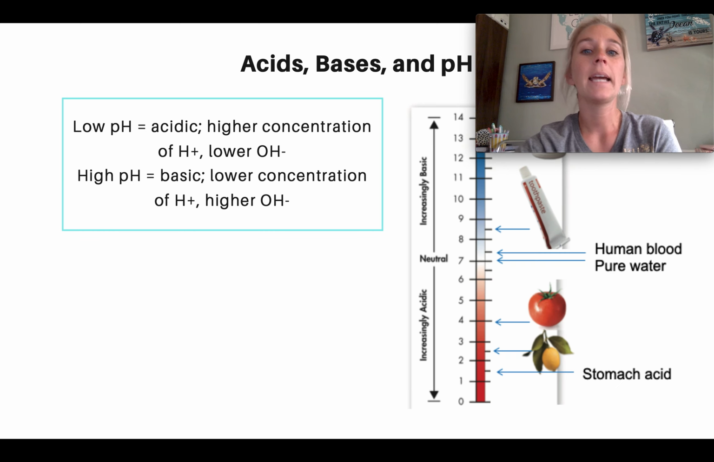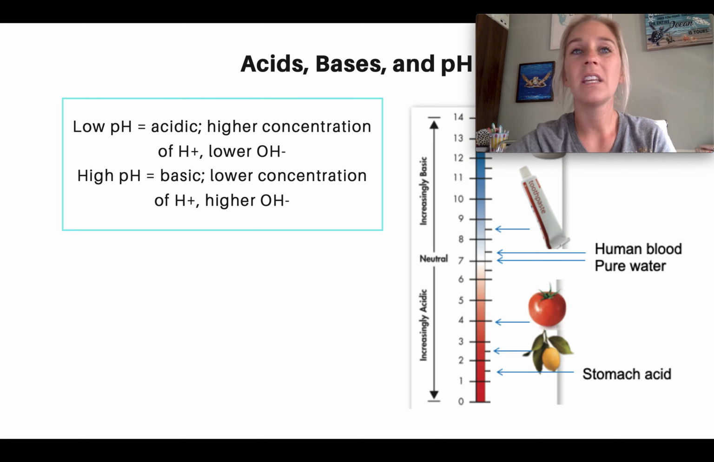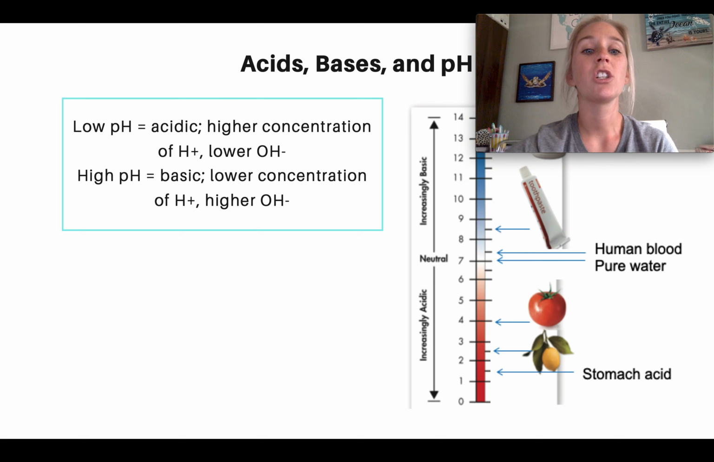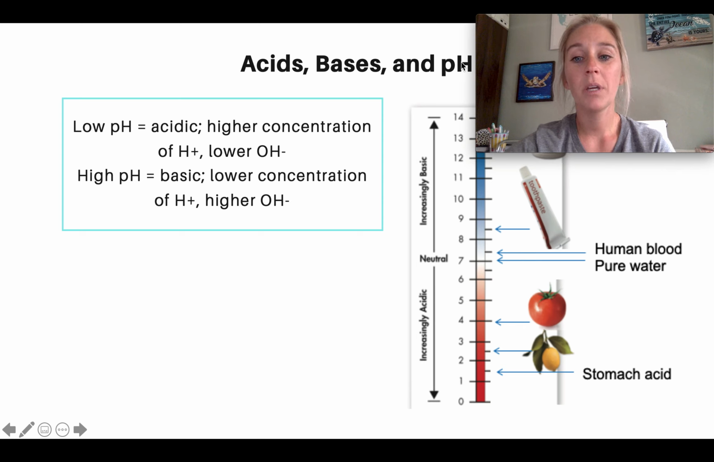And then we have pH. pH is a measure of the hydrogen ion concentration in something. Acids have a higher concentration of hydrogen. Bases have a lower concentration. So here's our pH scale. The lower numbers are more acidic, 7 is neutral, higher numbers are more basic.